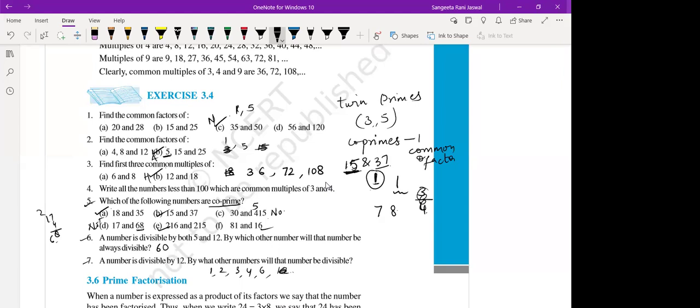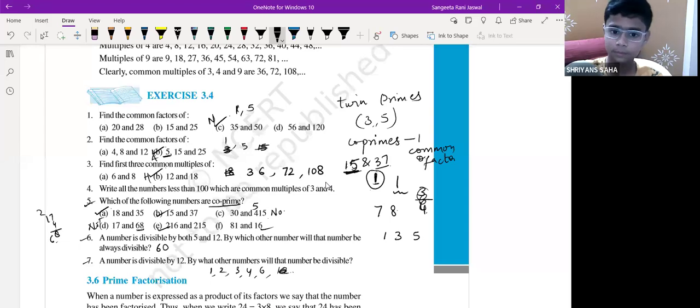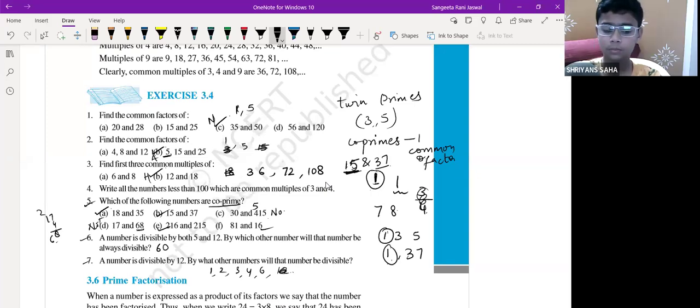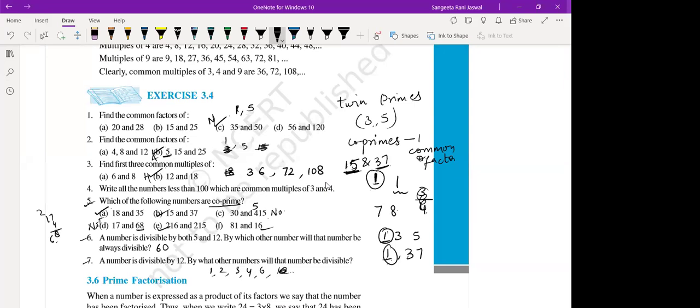Suppose we write the factors of 15. So factors of 15 are 1, 3, 5, right? Yes, ma'am. And 37 is a prime number, so its factors are only 1 and 37. So 1 is the number which is common between them. Any such numbers which have only one as a common factor are called co-prime.